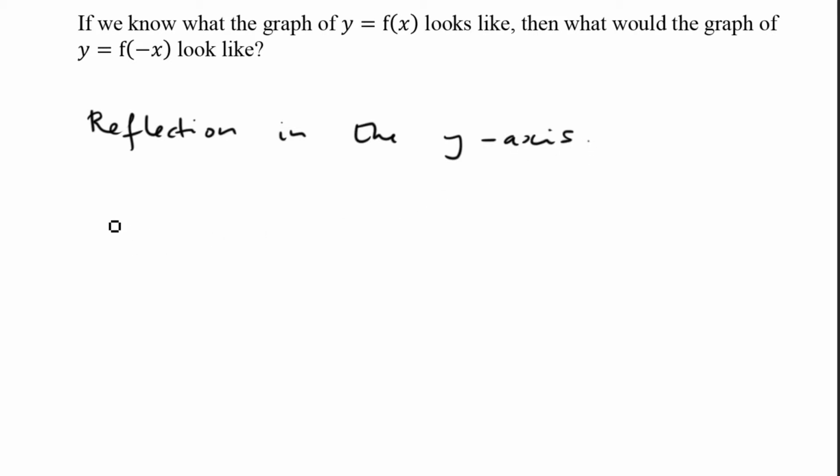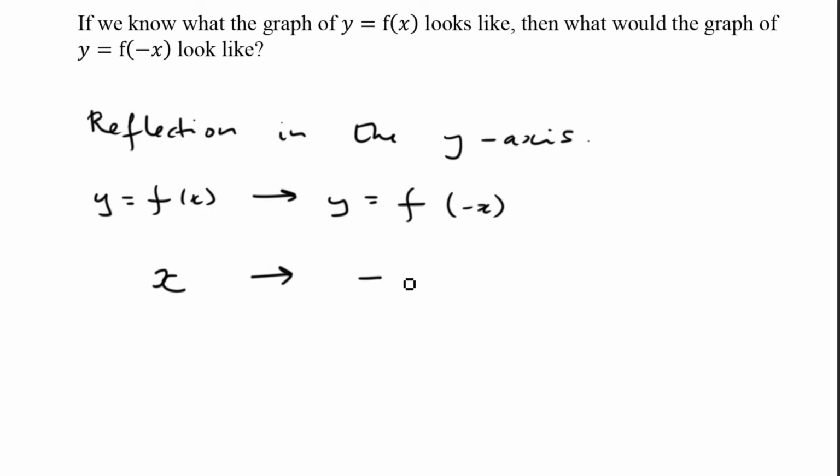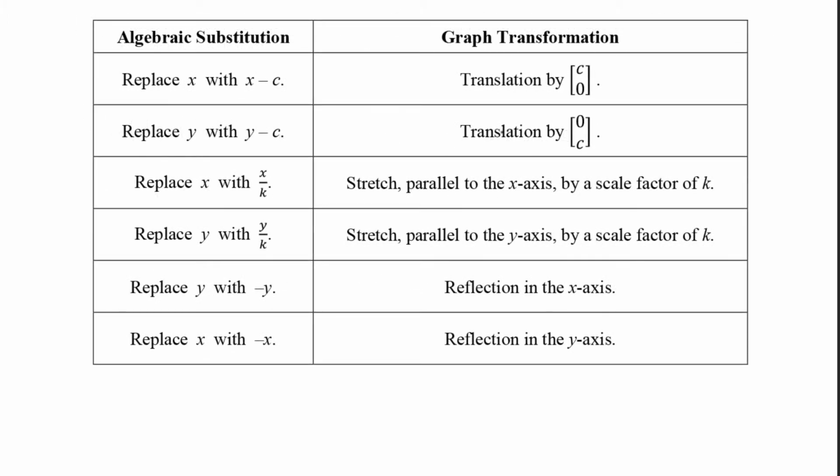And if we go back to think about it algebraically, it's already in a quite useful form. We can see that if we go from y is equal to f of x to y is equal to f of negative x, then what we've changed is every time there's an x on this side, it has been changed to negative x on this side. More formally, we have this second reflection rule. If we replace x with negative x, we have a reflection in the y-axis.